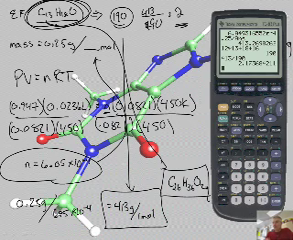And that is how we do molecular mass problems. You can see this is a very complex problem, but you'll be doing some of these in class. So we will see you in class, and we will make sure you know how to do these.